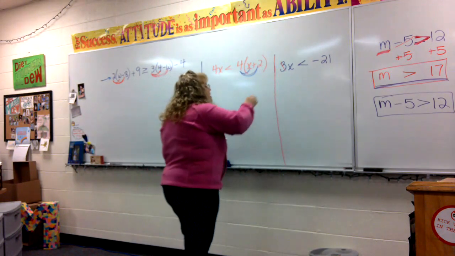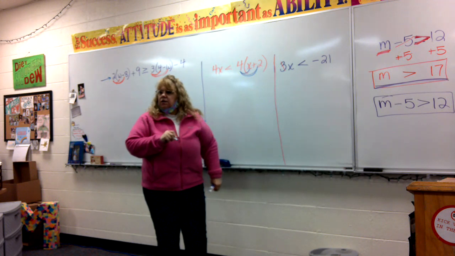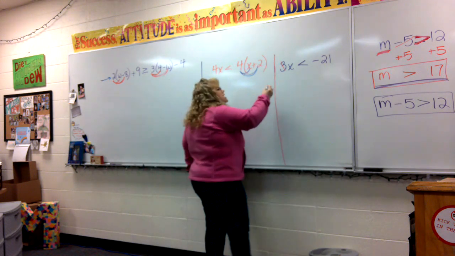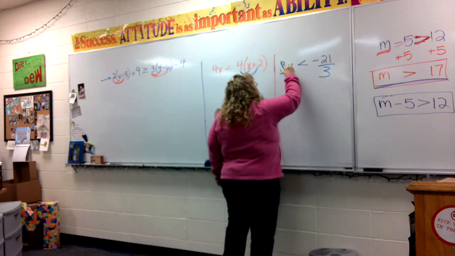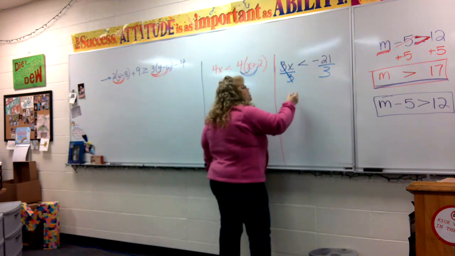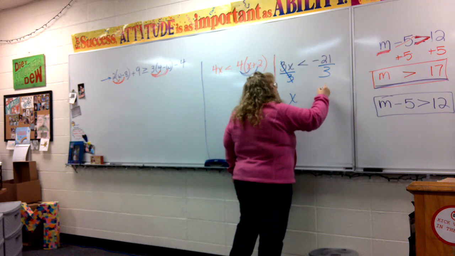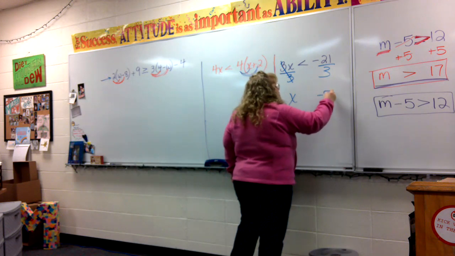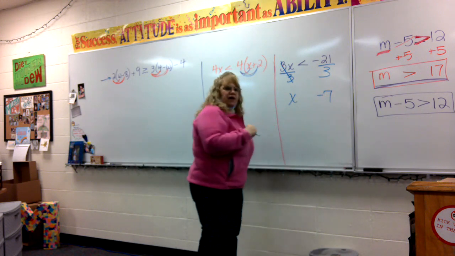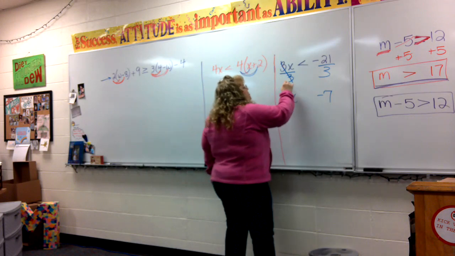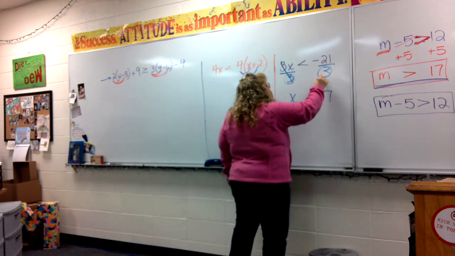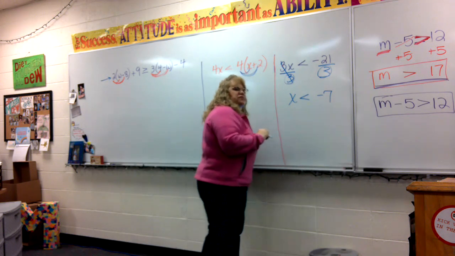So what do I do right here to both sides? Divide by 3. This cancels. What's negative 21 divided by 3? Do I have to flip the sign? No. What did I divide by? Positive and positive. So you do not flip the sign.